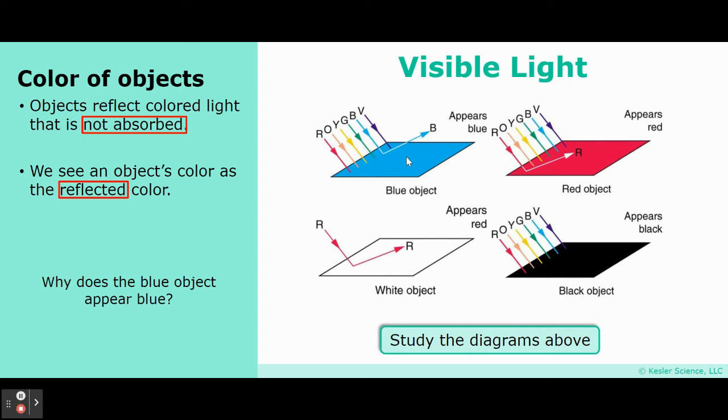So for example, this is a blue object. We have all these colors coming towards it with that white light, and that blue portion is reflected back to us, and that's why it appears blue. Same thing with red, white, and black. Black actually absorbs all colors, and I'm going to get into that in 2.3D.